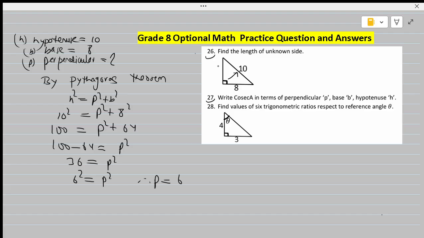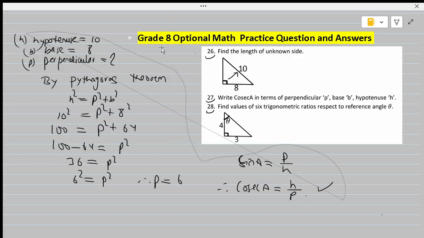And in number 27, what is said, you see? Find cosec A in terms of perpendicular P, base B and hypotenuse H, is it? So two of these three sides will be used to give the value of cosec, is it? And we know sine A is the ratio of perpendicular and hypotenuse, and cosec is its reciprocal, is it? So cosec A we have to say here H divided by P. This is the thing only we are asked here, like cosec, that is H by P, right? And after that, now I'll go with number 28. Okay, I make this clear first.